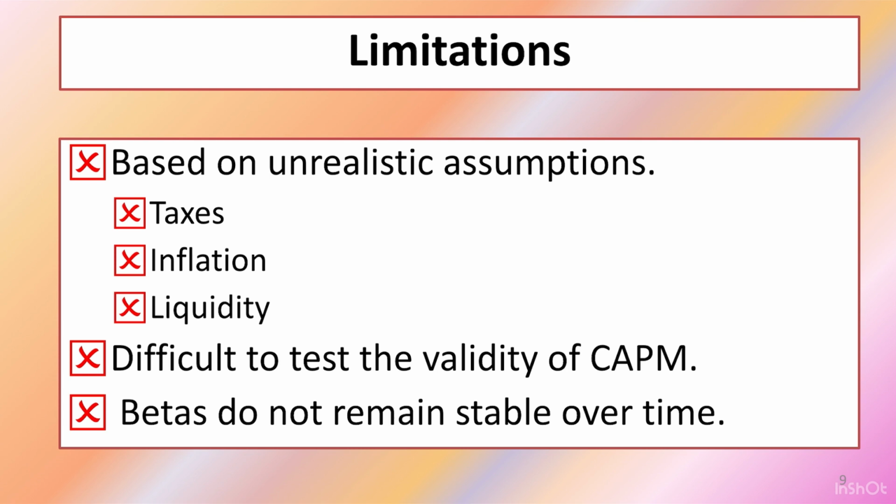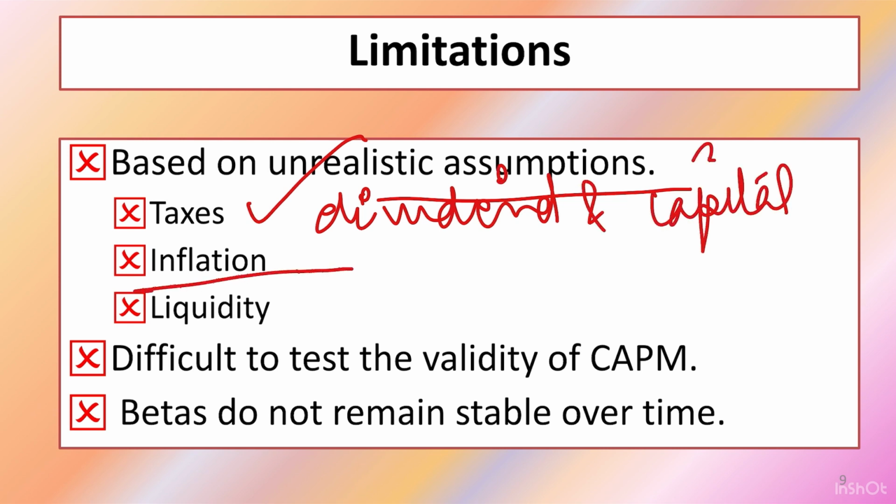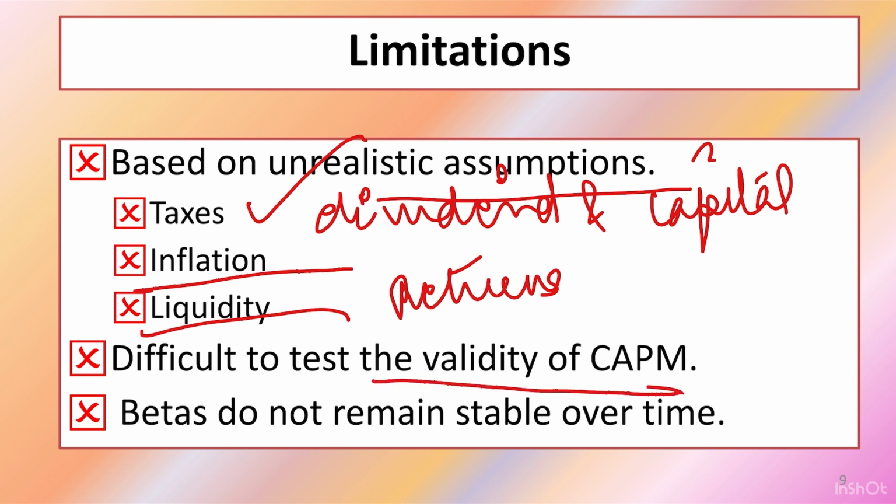Now, last is the limitations of this model. First, it is based on unrealistic assumptions, like there are no taxes. You know that there are always taxes on dividends and capital gains, right? Besides this, it does not take into consideration inflation and liquidity. You know the securities that are more liquid have lower returns than the securities that are less liquid, right? Then it is difficult to test the validity of CAPM. Then beta does not remain stable over time.